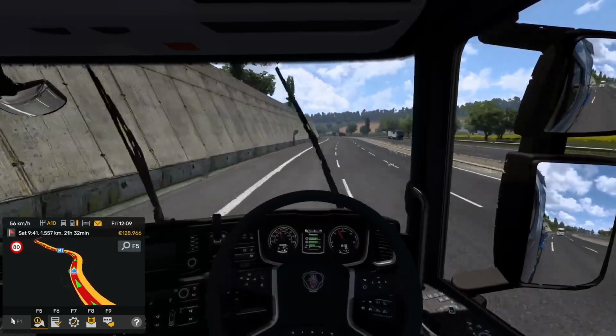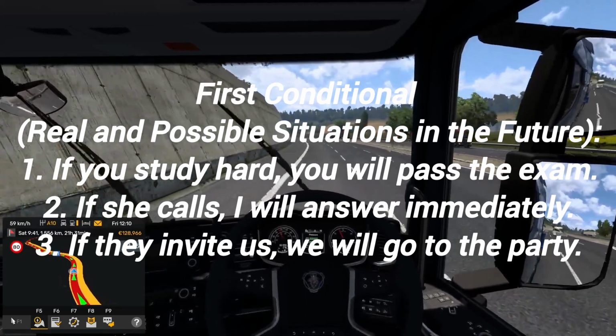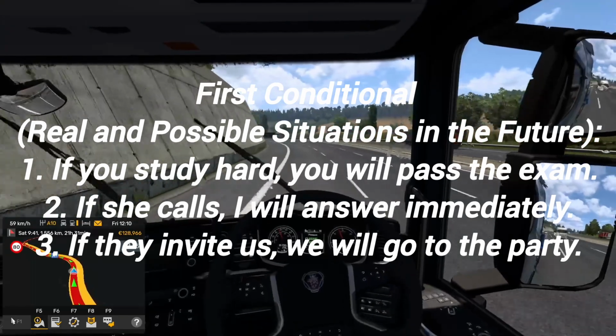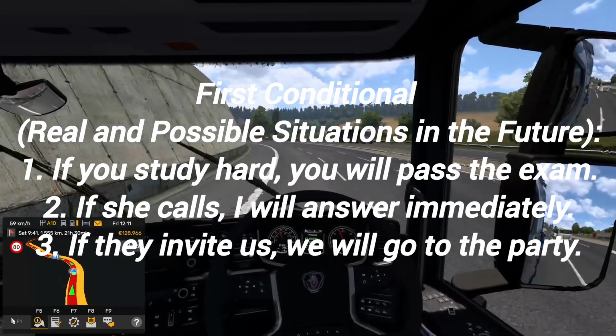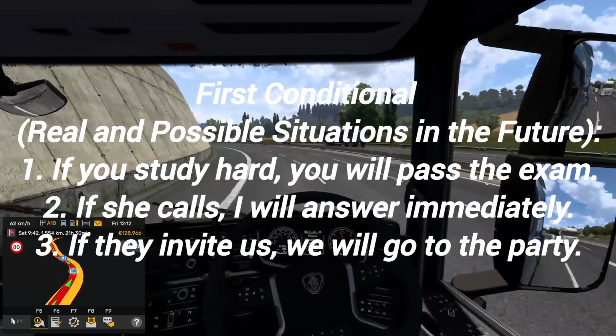First conditional, real and possible situations in the future. 1. If you study hard, you will pass the exam. 2. If she calls, I will answer immediately. 3. If they invite us, we will go to the party.